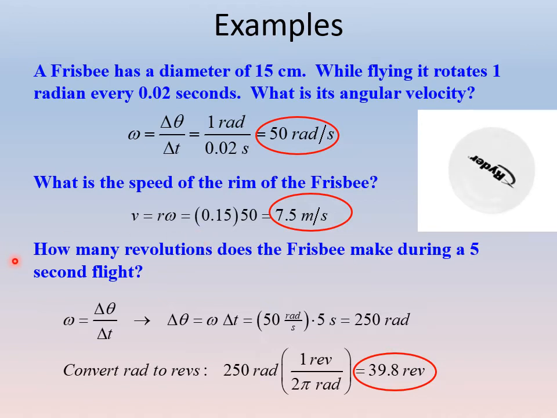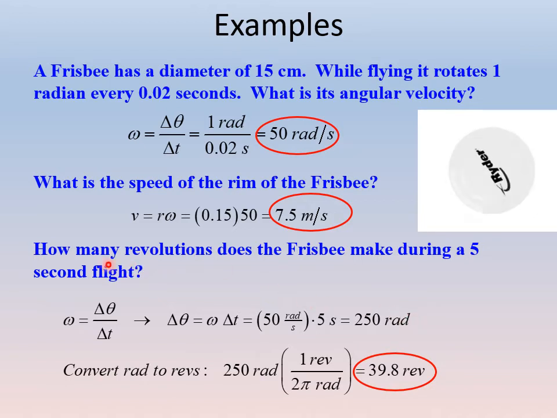How many revolutions does the frisbee make during a 5-second flight? Well, first let's find out what the angular displacement of the frisbee is. In other words, how many radians does this frisbee actually rotate in 5 seconds? So we know that omega is equal to the angular displacement divided by time. So the angular displacement, delta theta, is just equal to omega times the time. Omega, remember, is 50 radians per second, and the time is 5 seconds. So 50 times 5 is 250, and you can see the seconds cancel, leaving just radians. So this frisbee rotates 250 radians during the 5 seconds.